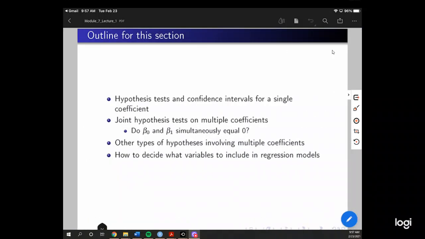The outline for this module is that we're going to talk about hypothesis tests and confidence intervals for a single coefficient in a multiple regression model, or a single beta. And then we'll talk about joint hypothesis tests on multiple coefficients. So, for example, do beta 0 and beta 1 simultaneously equal 0? Other types of hypotheses involving multiple coefficients, so we'll use our tests to determine how to select the best model and how to decide what variables to include in regression models.